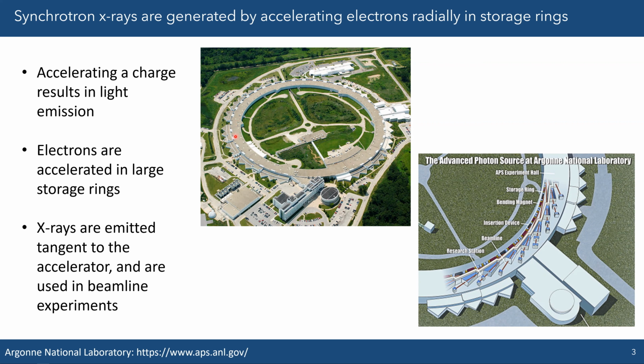Because acceleration is just a change of velocity. So the radial movement of the electrons is what's accelerating. And in this case, what's causing the radial movement are what's called bending magnets. You can see they're here. So these magnets are curving the electron. So when the electron path curves, it's accelerating and it generates an X-ray tangential to the curve.